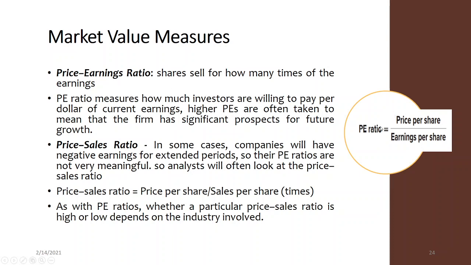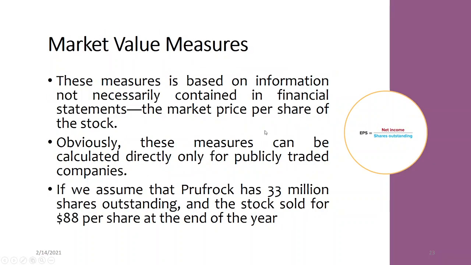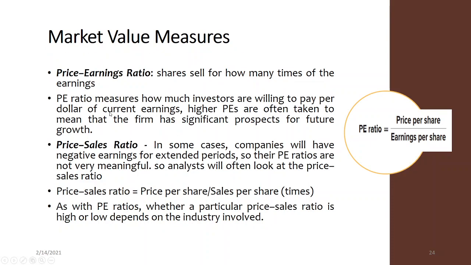First, to find the PE ratio, we need earnings per share. To get earnings per share, it is net income over shares outstanding. Then we have the PE ratio, which measures how much an investor is willing to pay per dollar of current earnings. Higher PE ratios are often taken to mean the firm has significant prospects for future growth. Then we have the price-sales ratio. In some cases, firms will have negative earnings for an extended period, so the PE ratio is not very meaningful. So analysts will often look at the price-sales ratio.